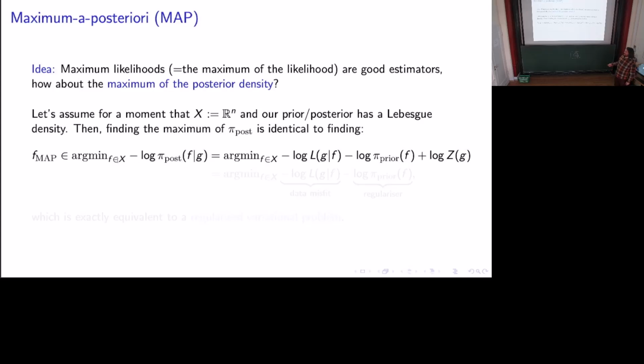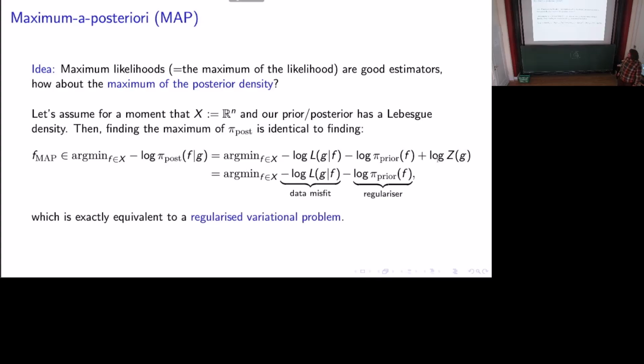Typically when we maximize the likelihood, we actually minimize minus the logarithm of it, which is a lot easier. Then what we get here is minus the log likelihood, minus the log prior, and plus the log model evidence. The model evidence doesn't depend on f, so we can just ignore it in optimization, which is great because we usually can't compute it.